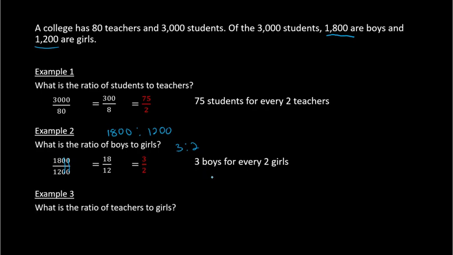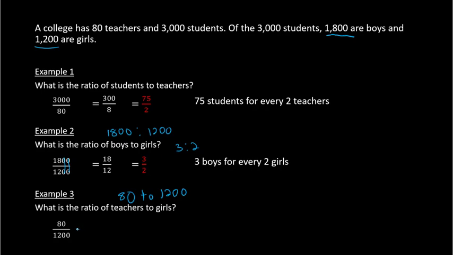Here is another example. What is the ratio of teachers to girls? Well, look at the number of teachers. We have 80 teachers, and we're given that there are 1,200 girls. So the ratio would be 80 to 1,200, which you can write with words, you can write with a colon, or you can write as a fraction. Fractions are maybe more familiar to you to simplify.